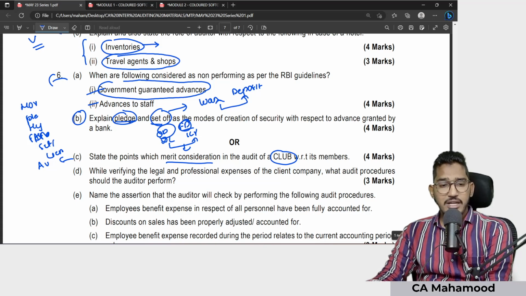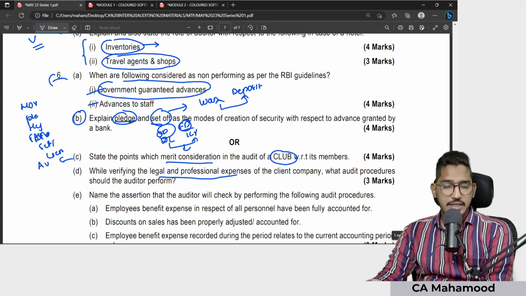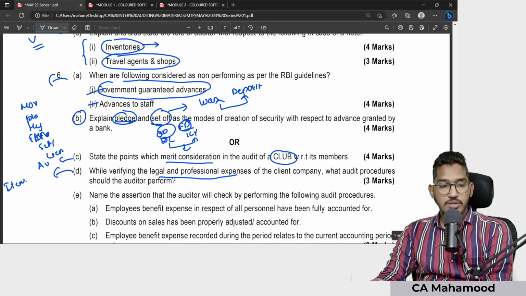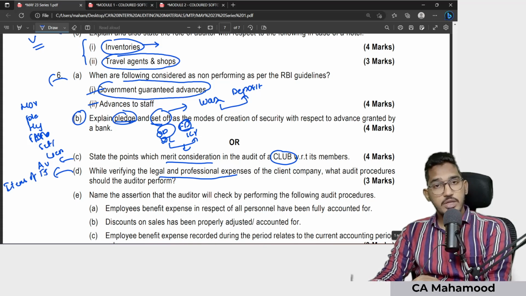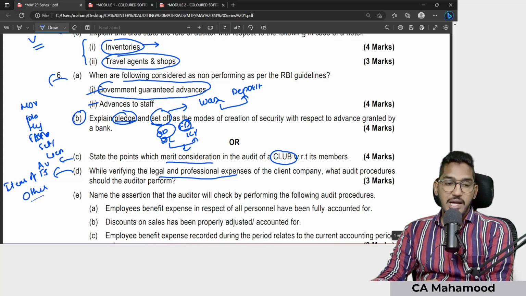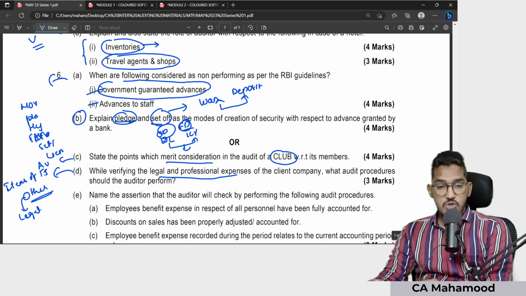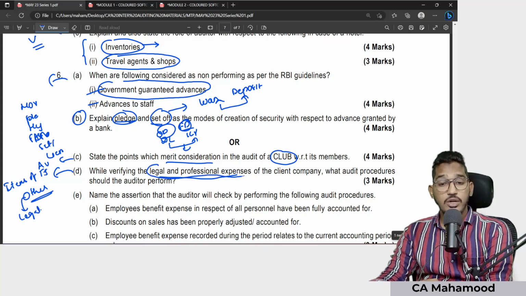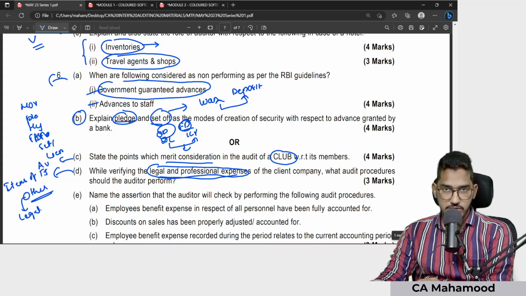Next one. While verifying the legal and professional expenses of the client company, what audit procedure should the auditor perform? See, this question is from audit of items of the financial statements. If you remember, in the audit of items of financial statements, there will be a question on how to conduct audit of all other expenses. In all other expenses, there will be one part, legal and professional expenses. So how should the auditor verify legal and professional expenses?